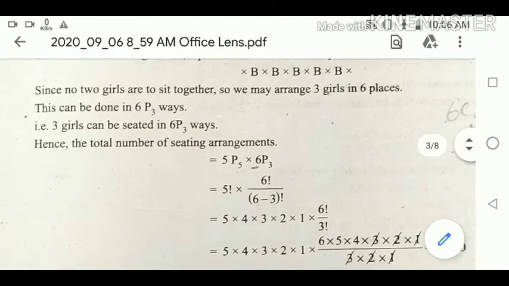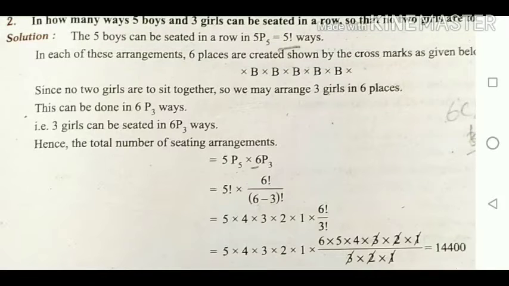In each of these arrangements, 6 places are created, shown by the cross markers given below. That is, cross, B, cross, where cross implies the girls, because the boys are sitting in between the girls. No 2 girls are seated together means in between 2 girls one boy must be seated. Therefore, cross B cross B cross B cross B cross.